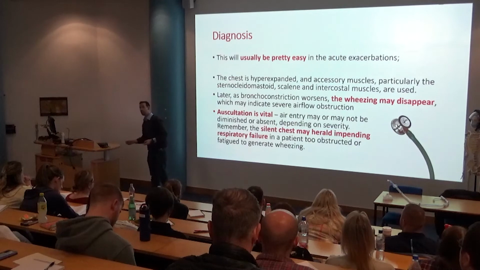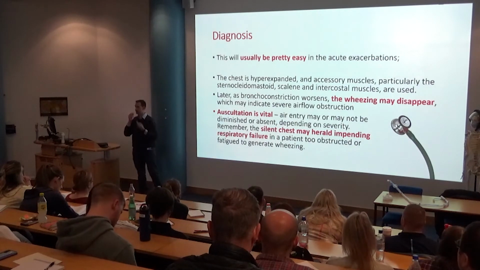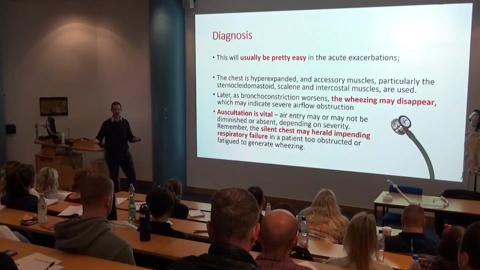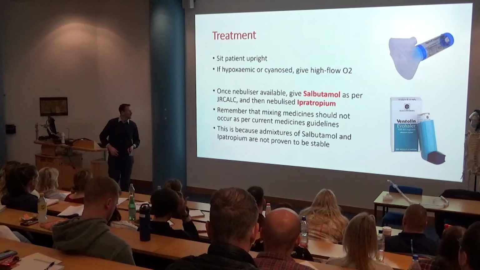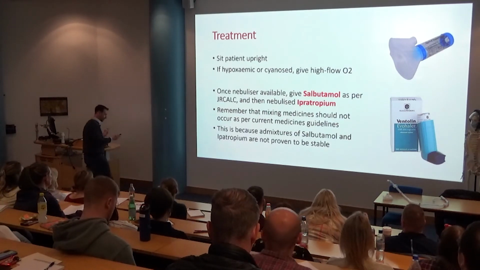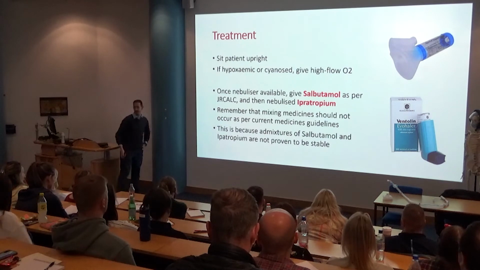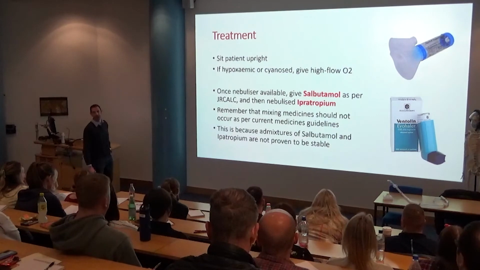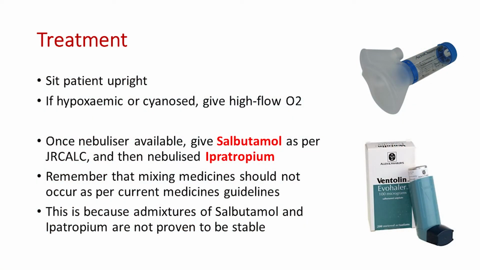It won't take long. If it's two of you, one prepares the drugs, the other one takes a pair of tubes out and has a quick listen to the chest, or better, to the back of the patient. Okay? Make sense? Good. So let's talk about the treatment of asthma. This is teaching you how to suck eggs, very much at technician level. Sit the patient upright, lying them down is not going to help in this situation. If hypoxemic or cyanosed, give high flow O2 as soon as you can, absolutely. Once a nebulizer is available, give some salbutamol as per GR Calc, and then nebulized ipratropium.